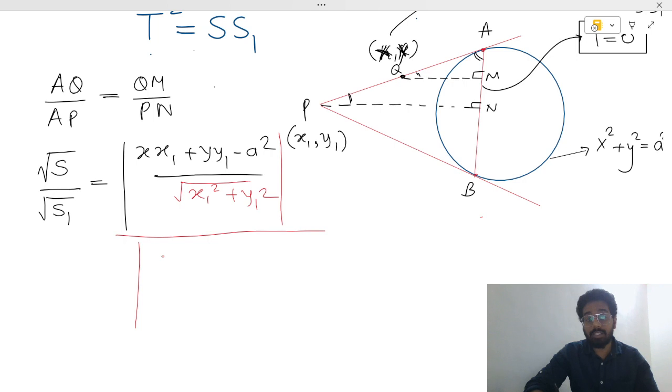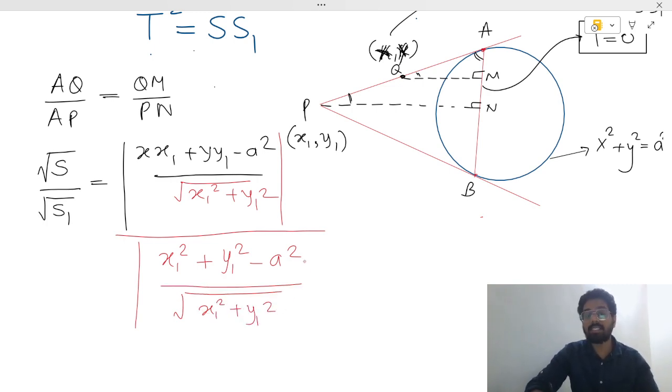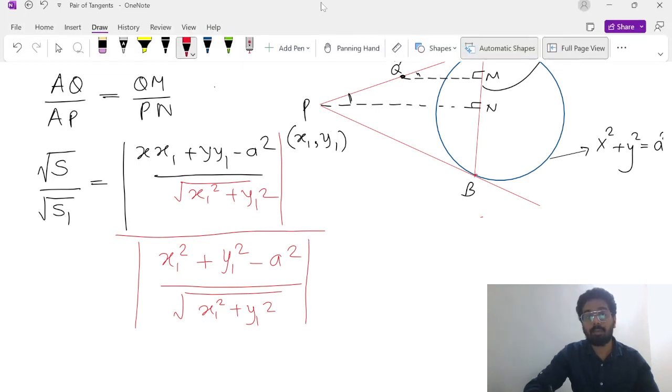So in place of x I will write x1, so x1 times x1, which is x1 square, plus y1 in place of y, put y1, so y1 square, minus a square upon under root of square of the coefficient of x plus square of the coefficient of y. This is the formula of a perpendicular distance of a point from the line.